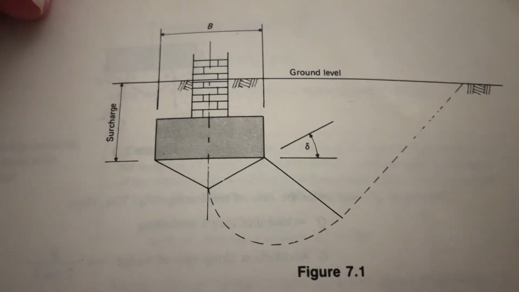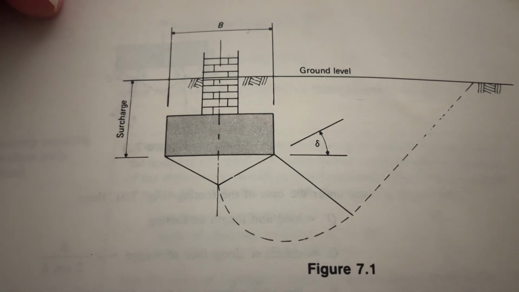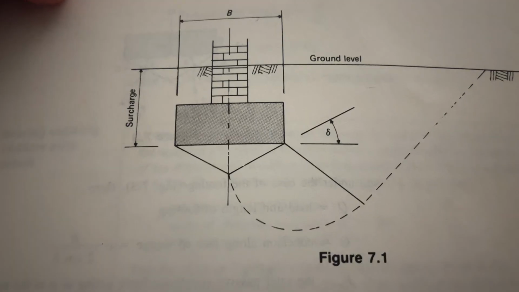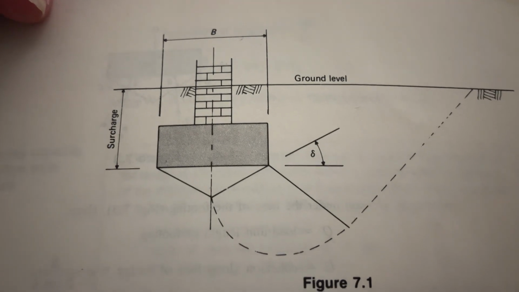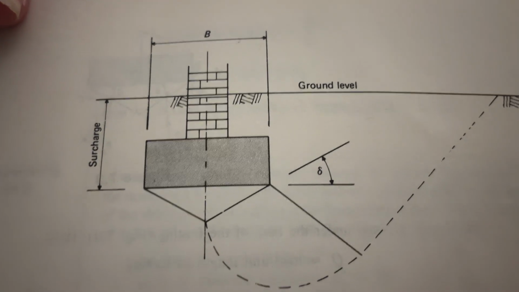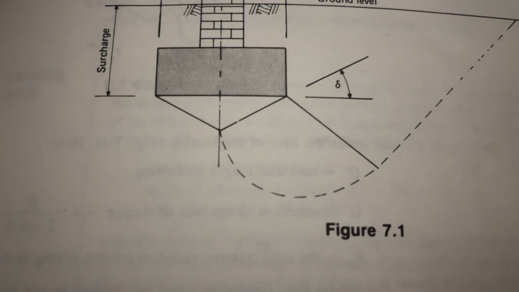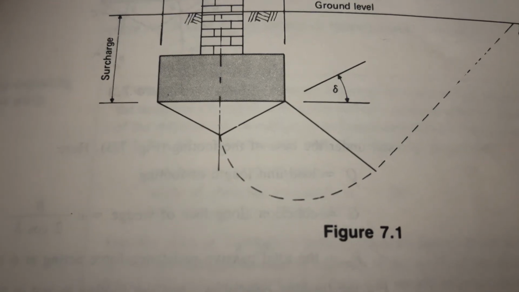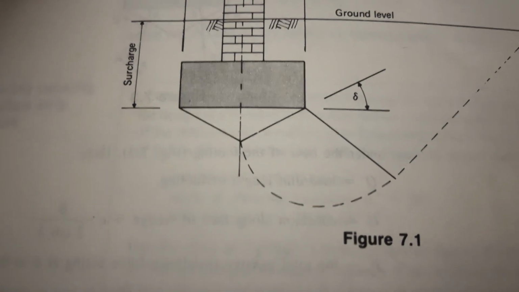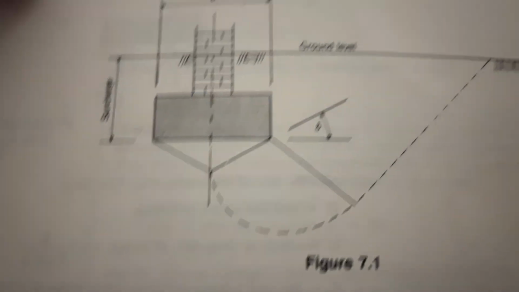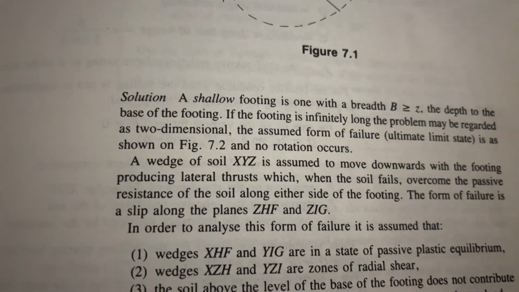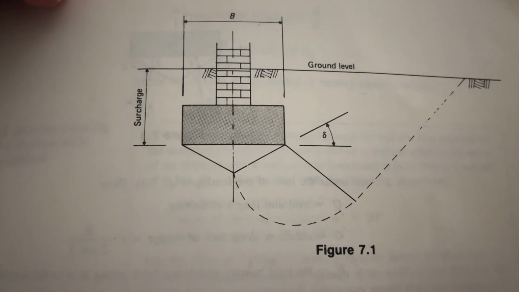So here's figure 7.1. We've got the width of the foundation. This is the surcharge ground level. Then the mass of the concrete, then the bricks. The width of the foundation is B, then there's a triangular section underneath. Is that supposed to be the bearing pressure? That's a really accurate diagram, isn't it? And then the slip plane goes all the way around. So that's figure 7.1.